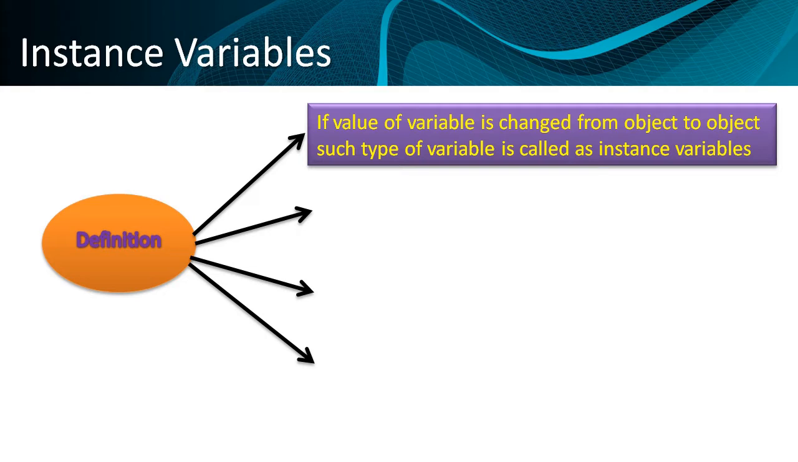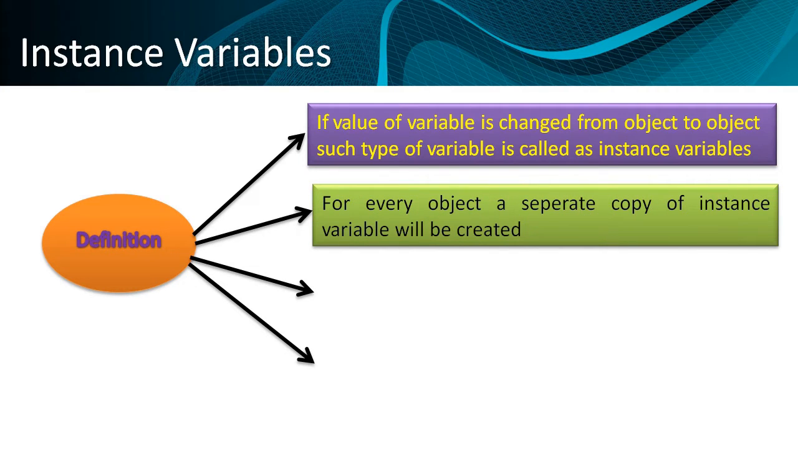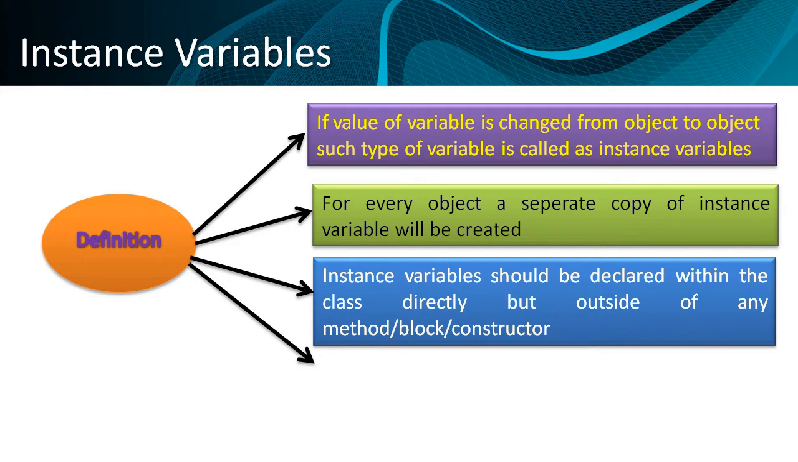How many copies of the instance variable will be stored? For every object, a separate copy of the instance variable will be created. If you have 500 students, then 500 copies of the instance variable will be created. Where do you declare the instance variable?